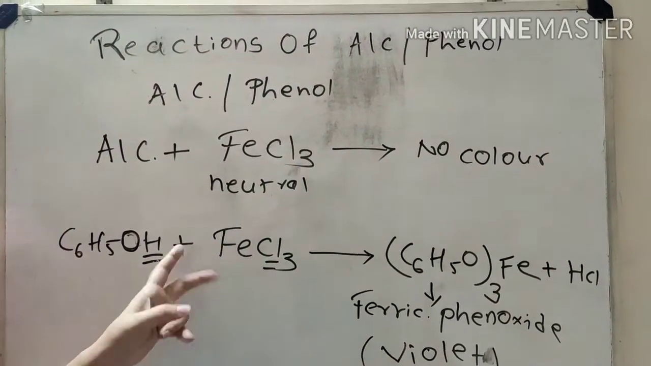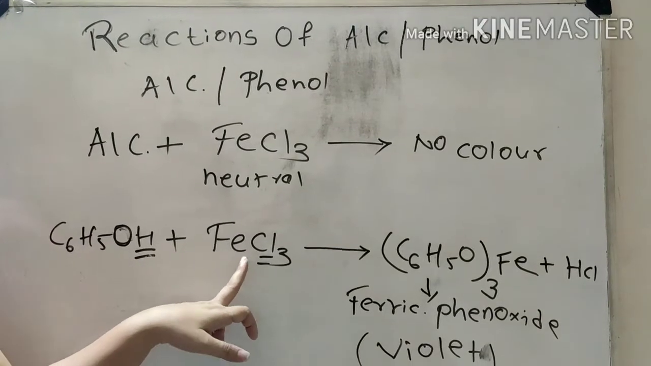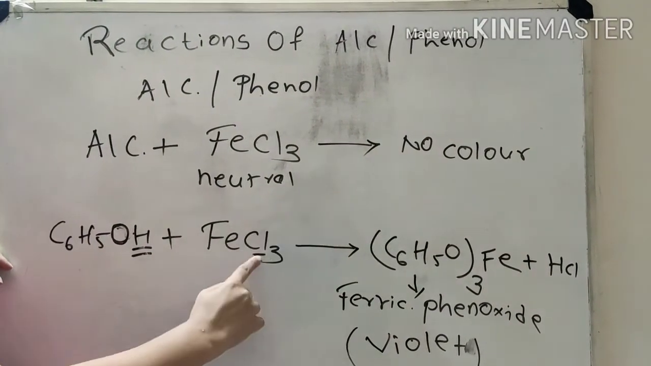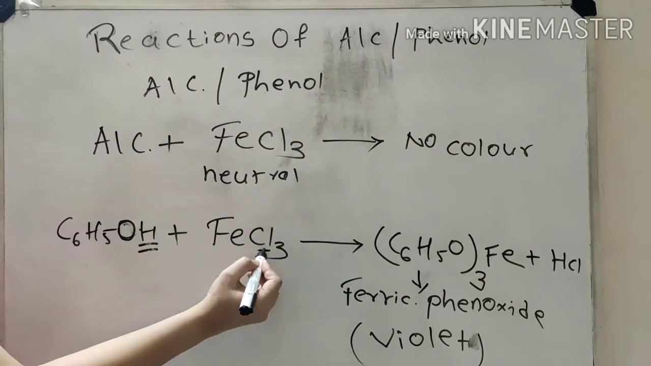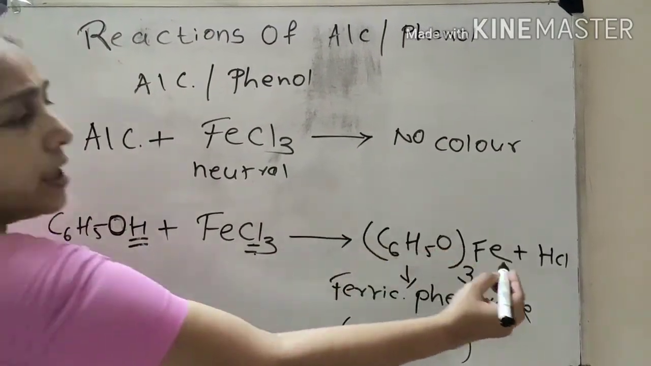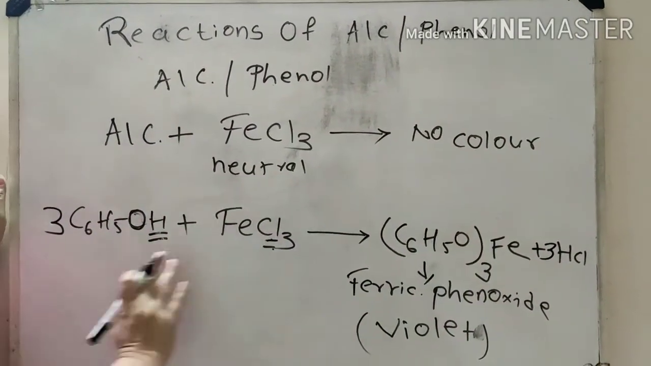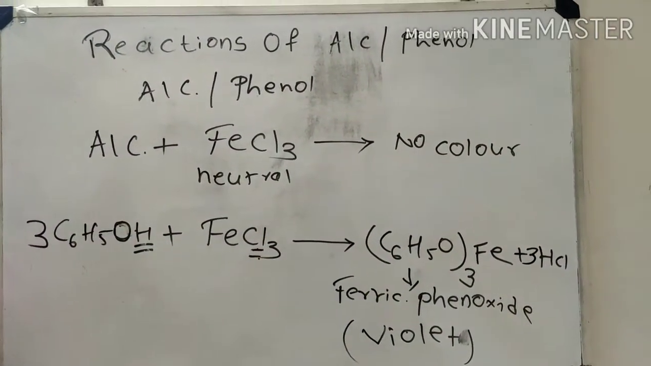For the phenol, we have to use ferric chloride, FeCl3. Then hydrogen combines with the chlorine, and for balancing this reaction, this chlorine is 3 times, so it's 3 HCl. Hydrogen becomes 3. So this is the balanced reaction.